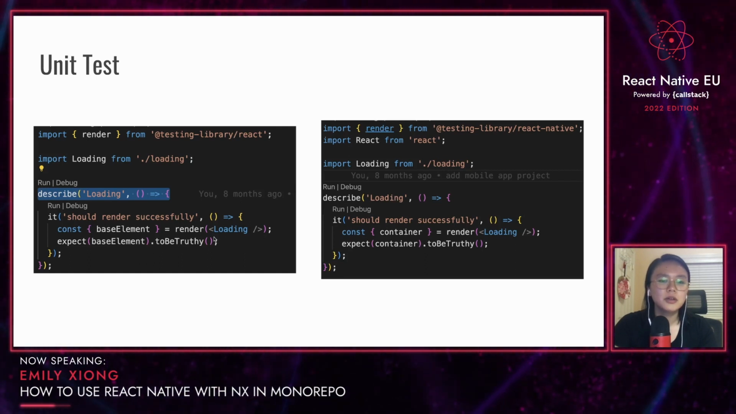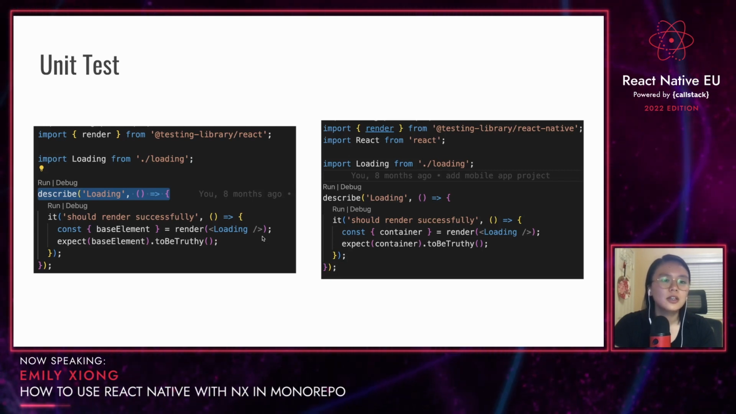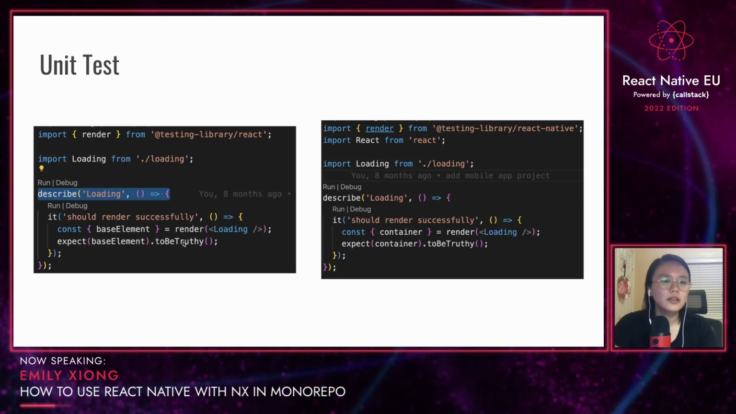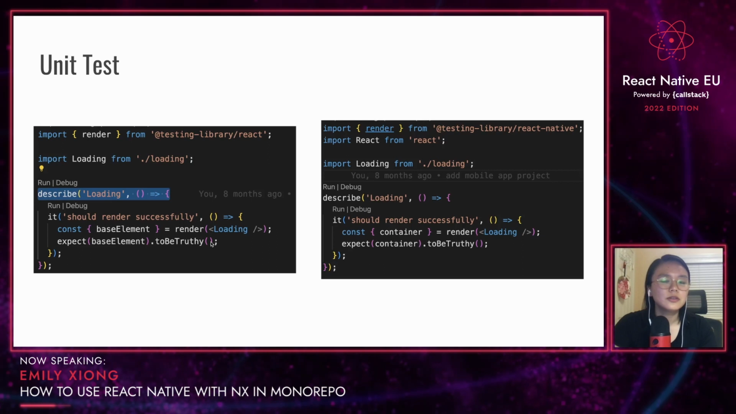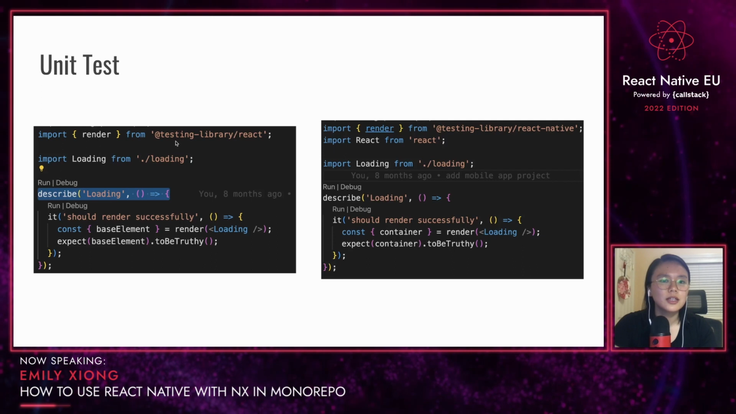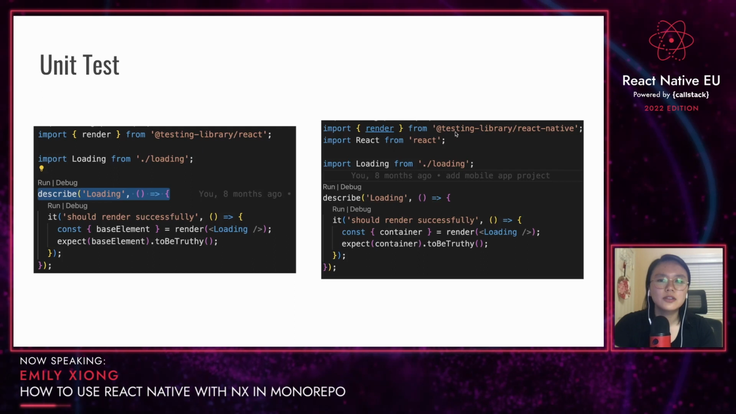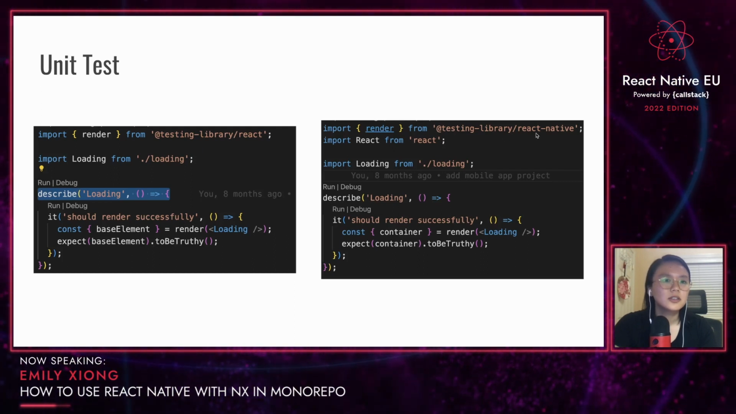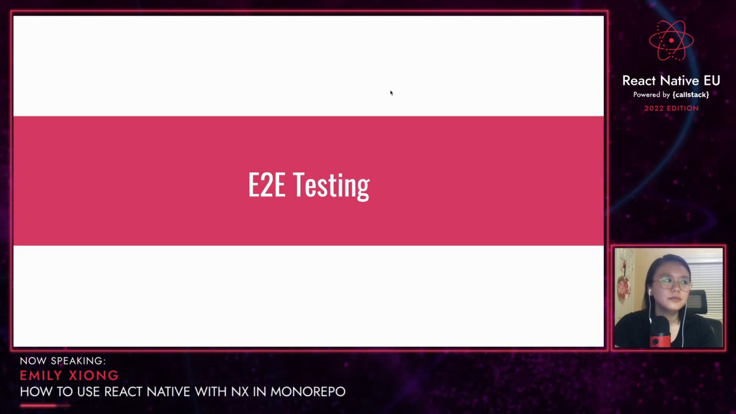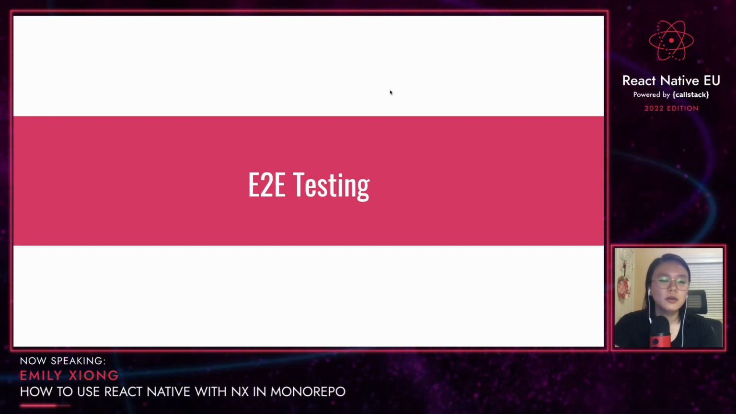This is a simple component, just a loading spinner here. It doesn't have any props. So for my component, I'm just going to render it and check whether it renders successfully. In the React unit test, it imports the render function from Testing Library React, whereas in React Native, you use the render function from Testing Library React Native. This is the default unit test that's going to be created for you. Unit testing only tests the JavaScript logic for components.